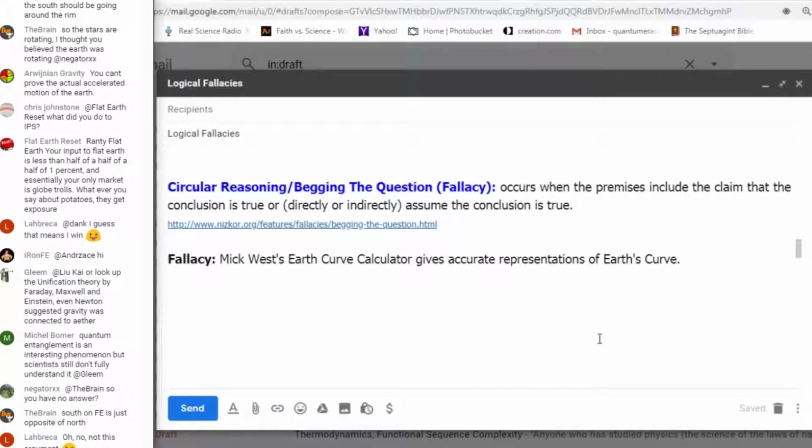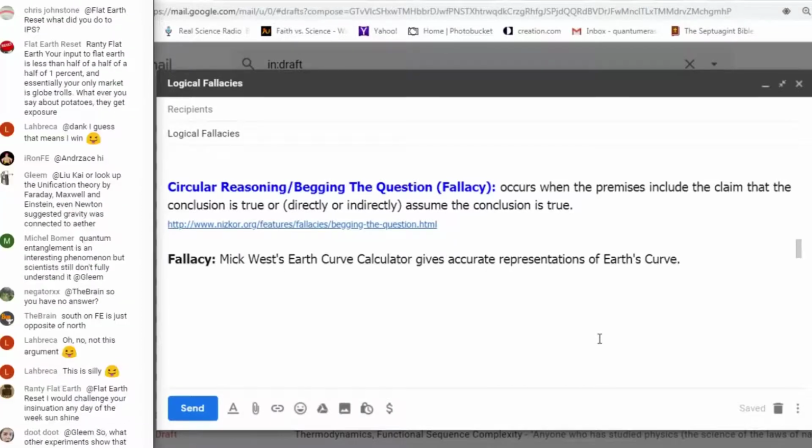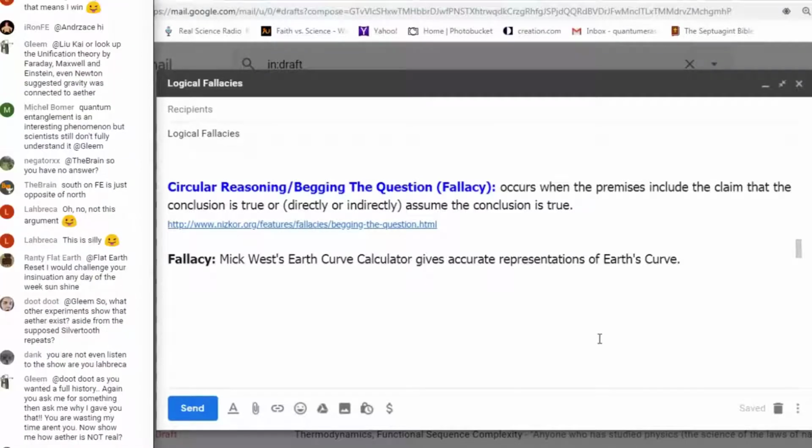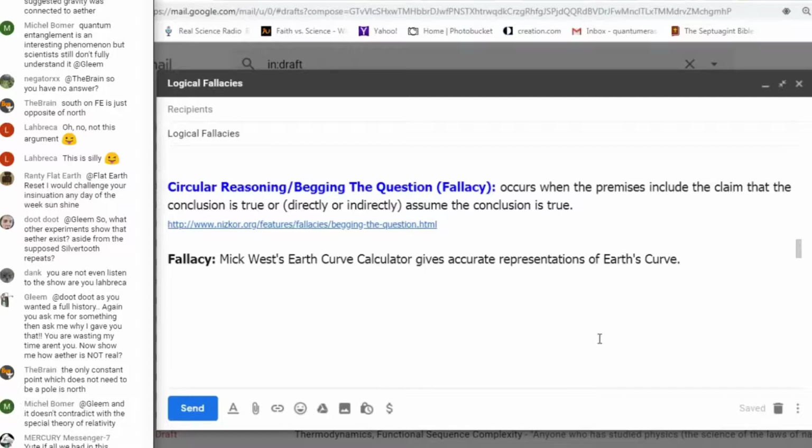So if you're trying to prove something and you automatically assume it is the case, as the Earth curve calculator absolutely does, it says it in the title, it's an Earth curve calculator. So you've already got Earth curve. That should be the thing that lets you know you're begging the question. You're automatically assuming the outcome.